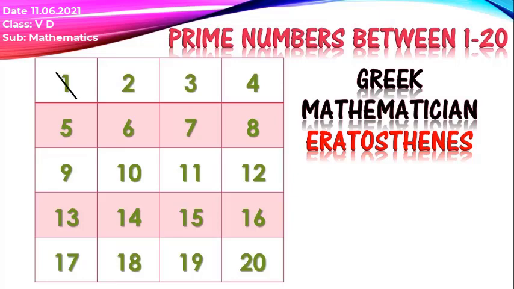Now we should leave 2 because it's a prime number. And we have to cross all the even numbers, whatever we are seeing here. So the easiest way is to cross out all the even numbers because all those even numbers can be divisible by 2. Now moving forward, leave 3 on it as it is a prime number, but cross out all the multiples of 3 such as 6, 9, 12, 15 and 18.